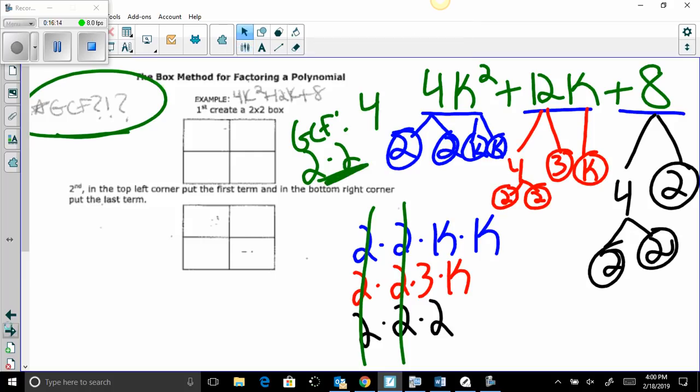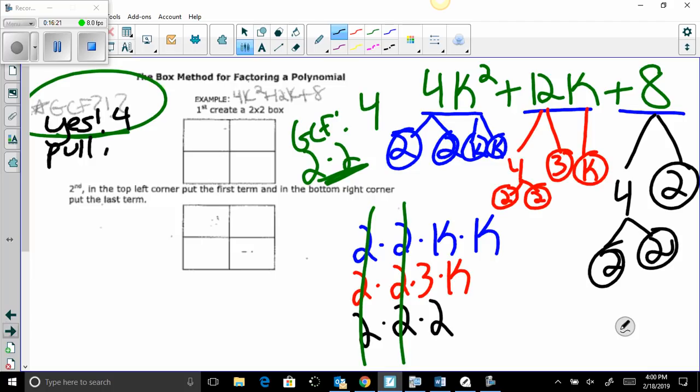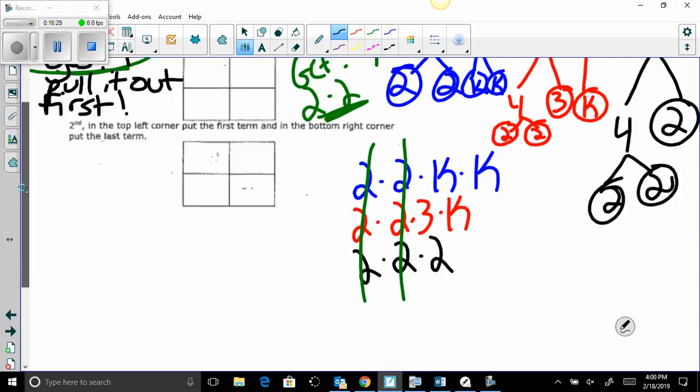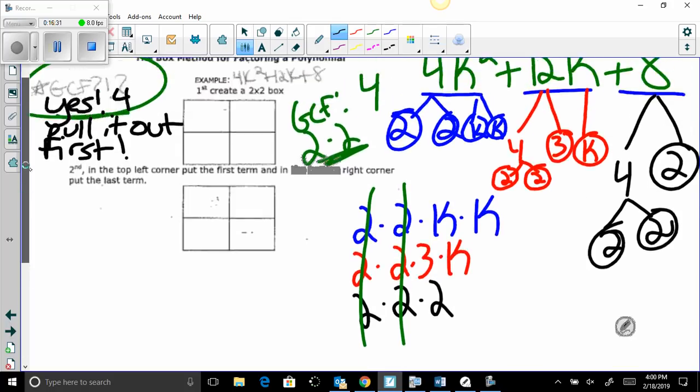Now, I haven't seen a question like this, but if there's a GCF, I need to pull it out first, just like we did yesterday. Okay? So before I can go ahead and do any of my box method, I need to take that GCF out. So just like I did yesterday, how am I going to do this? Divide everything by the GCF.